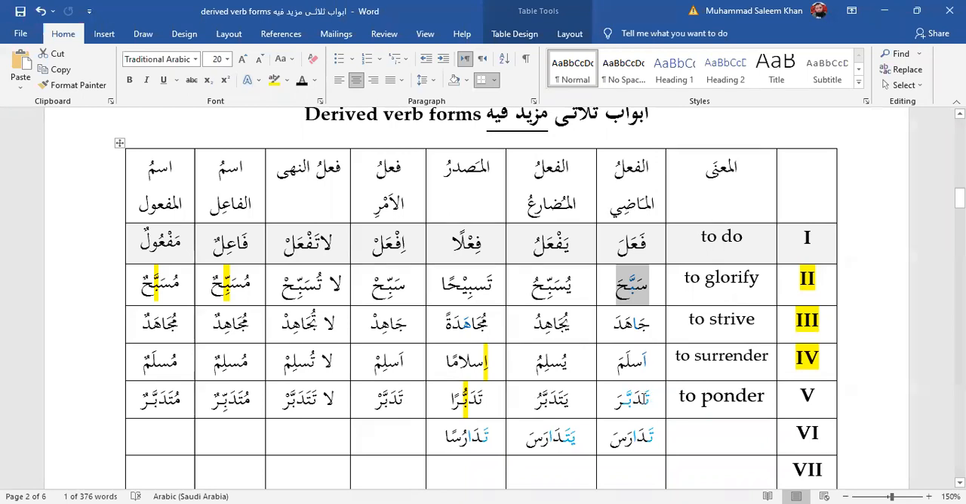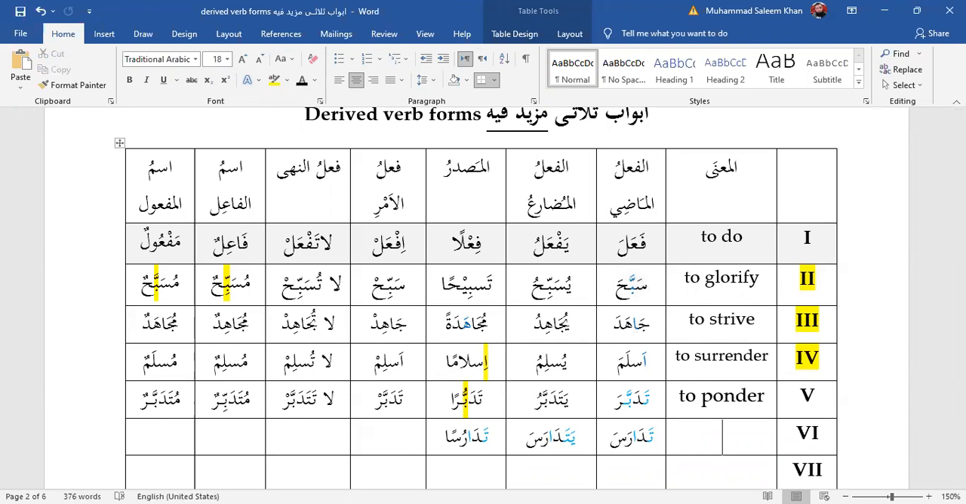And similarly, in the fourth one, jahada, we have alif extra, and here also we have alif extra, but there is an addition of ta. So it is tadarasa, yatadarasu, tadarusan. Here, do you remember anything about the third form of the verb, jahada?